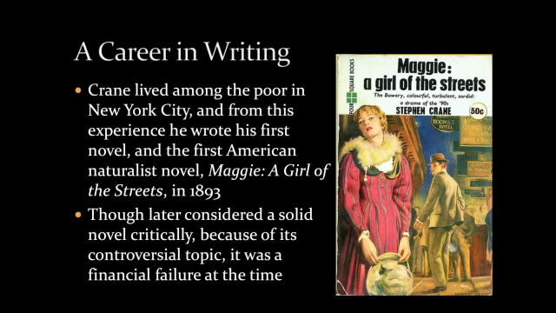Crane also lived among the poor in New York City after leaving school, and from this experience he wrote his first novel and his first American naturalist novel, which is called Maggie, a Girl of the Streets, in 1893. Though later this is a solid novel critically, because of its controversial topic, it was a financial failure for Crane at the time.